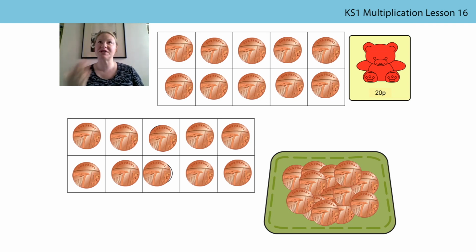What do we have when we put 10 and 10 together? We can use our skip counting, can't we? 10, 20. Good, so we know we've got 20 and we've got 10 in our top frame and we've got 10 in our bottom frame. So 20 p's.